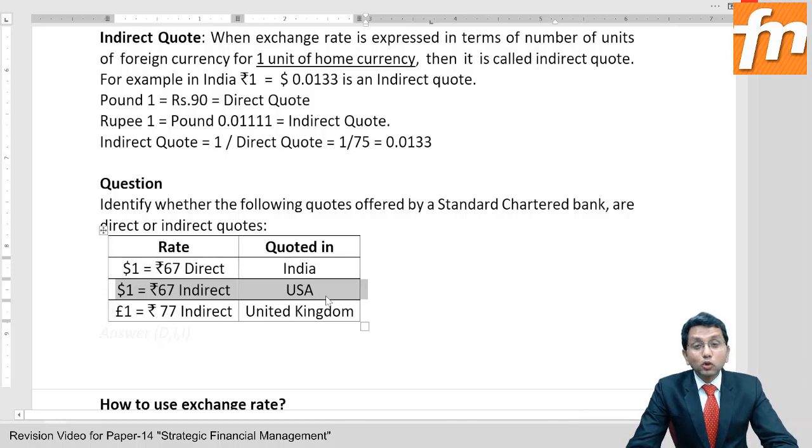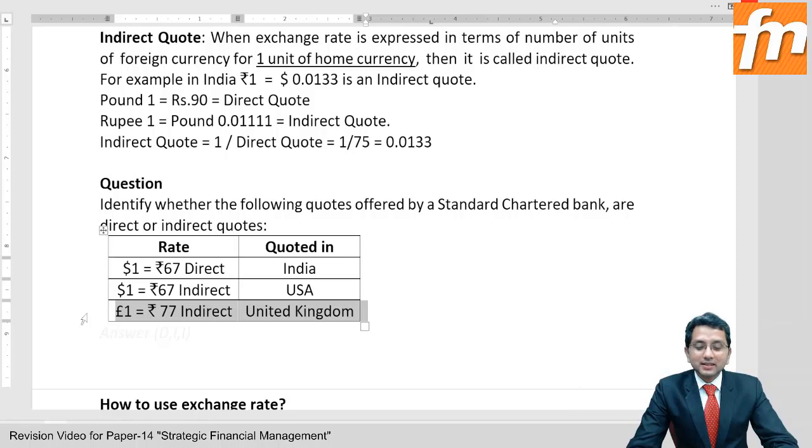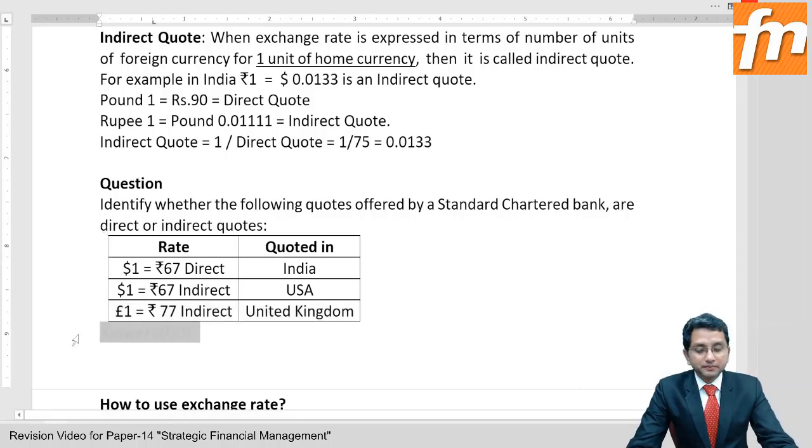This quote is in USA. $1 equal to rupees 67. This is in terms of 1 unit of home currency. Yes, this is 1 unit of home currency, and that's why the same quote is now the indirect quote. Okay, £1 equal to rupees 77 in UK. So this is 1 unit of home currency, and that's why this is the indirect quote.